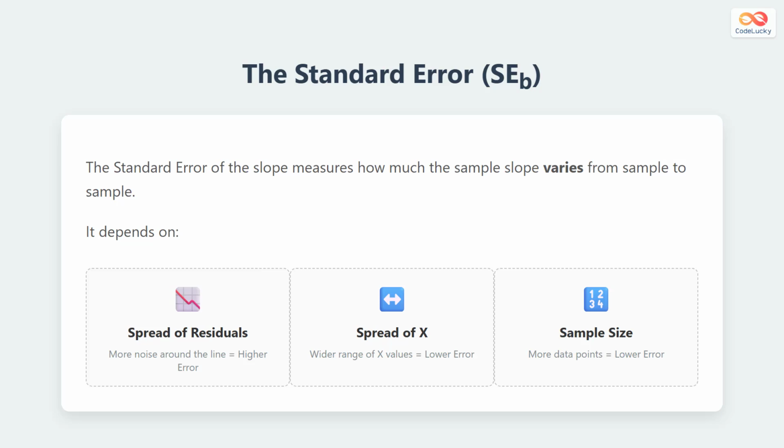The standard error of the slope, SE sub b, describes the variability of the sample slope. Intuitively, the error is higher if the data points are very scattered around the line. Conversely, the error is lower if we have a larger sample size or if our x values are spread out over a wider range.